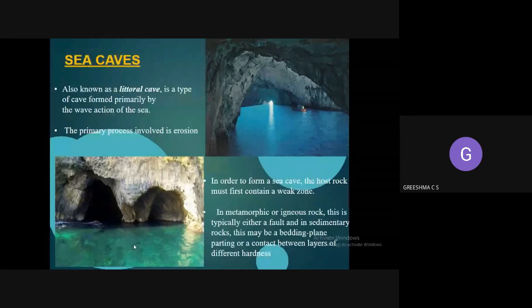As you can see here, this picture is very clear. In this picture, what is happening? This is a big rock mass, and this is the water. Prior to this, here also you had rocks.